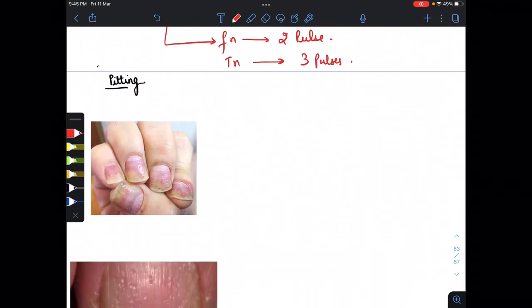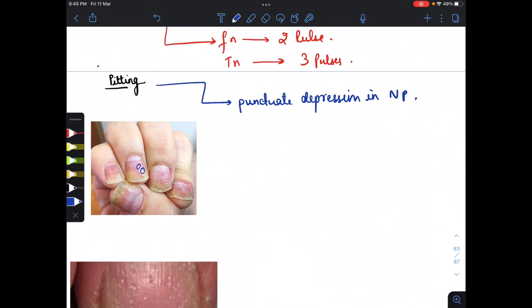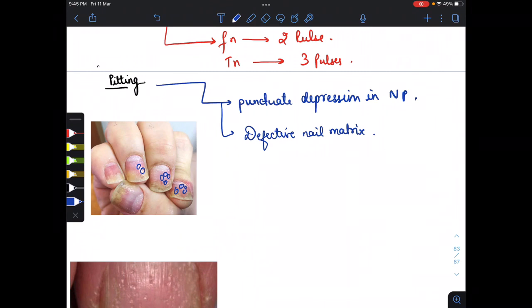Now the next one, that is pitting. What do we mean by pitting? Pitting means that there is a depression in the nail plate. So there is punctate depression in the nail plate. As we see here, these are the depressions in the nail plates. These are the punctate depressions in the nail plates, and it is due to a defective nail matrix. When the nail matrix becomes defective, then we can see pitting.